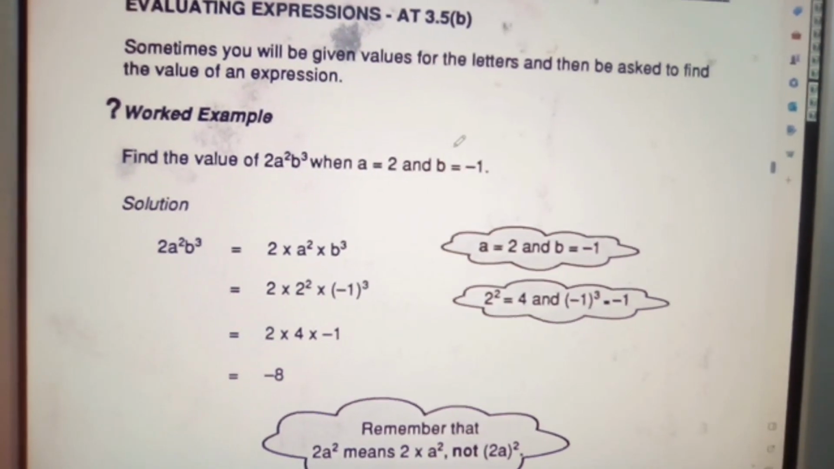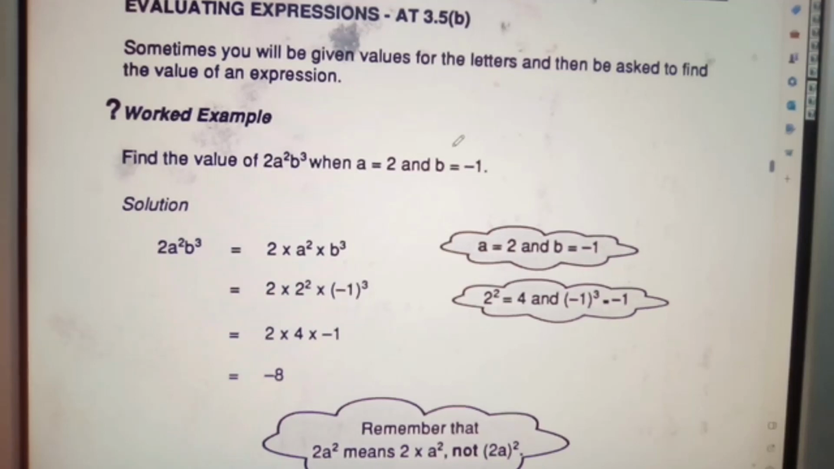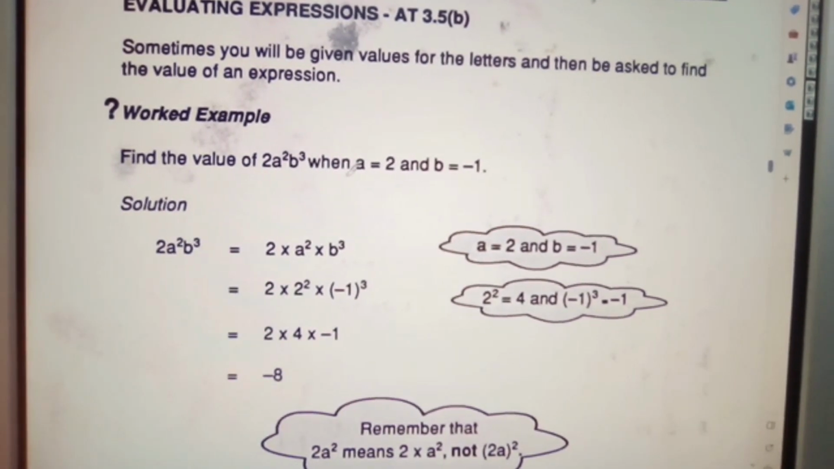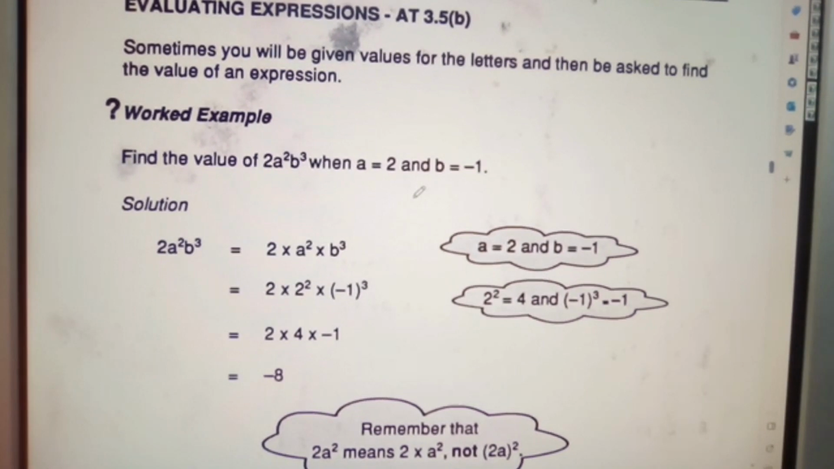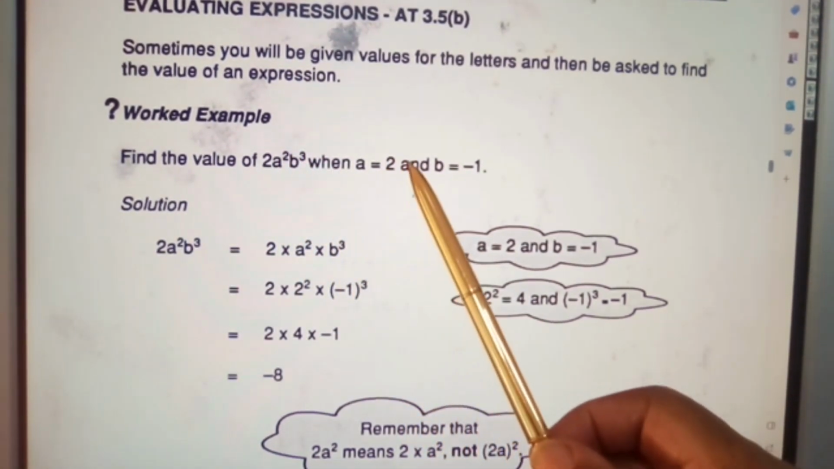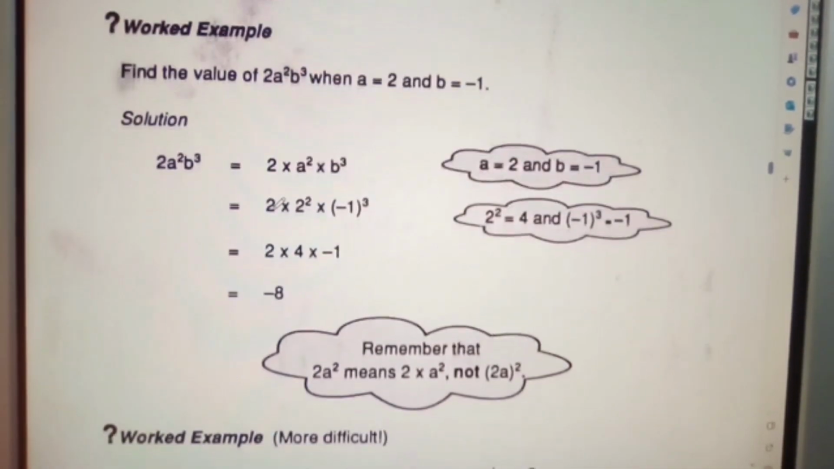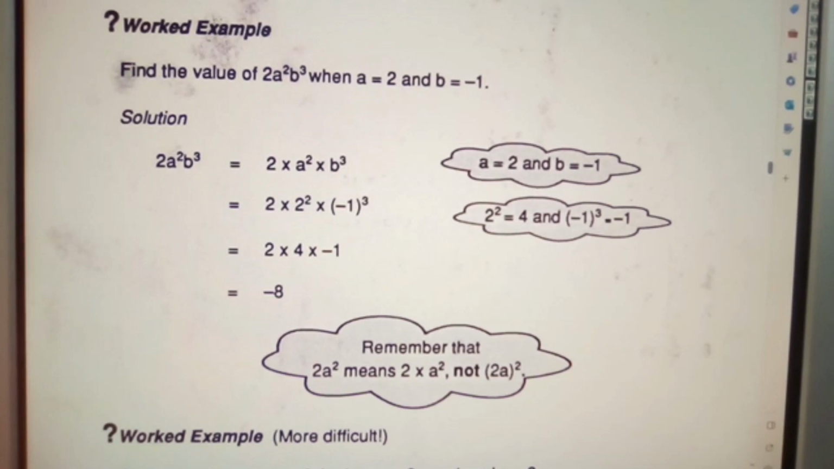And here we are now evaluating expressions. Sometimes you will be given values for the letters and then be asked to find the value of an expression. Okay, find the value of 2a squared b cubed, when a equals 2 and b equals -1. Solution. Write out the formula, write out the part of the question that is relevant.